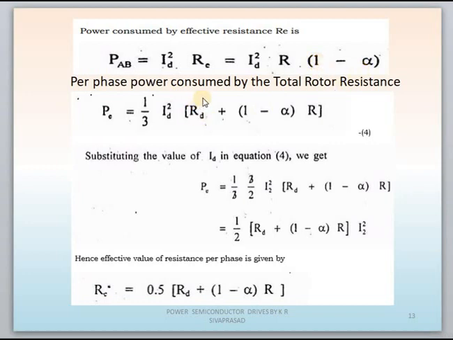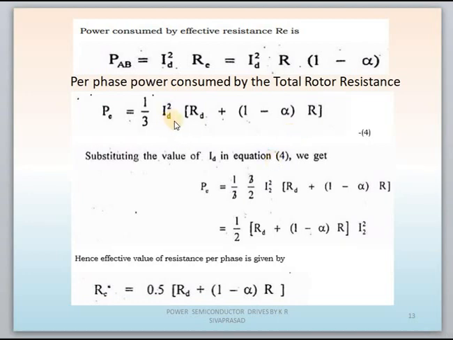If you calculate the total power consumed by the resistance terminal, including bridges and DC links, then we have to include that resistance value also. That's why the per phase power is nothing but 1 by 3 times ID square into (RD plus (1 minus alpha) into R). (1 minus alpha) into R is nothing but the effective resistance across the terminal AB, whereas RD is nothing but the remaining resistance value. So this is the per phase power consumed by the rotor resistance.